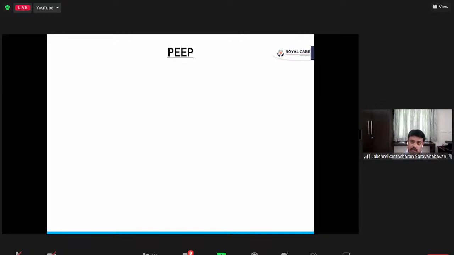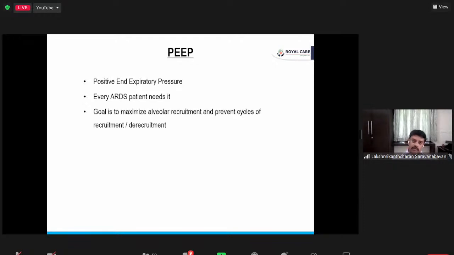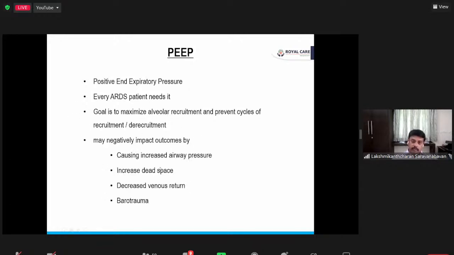Every time the alveoli completely collapse, it is very difficult for us to open up the alveoli and keep them open. So what we do is we generate a positive end-expiratory pressure. Every patient who is on a ventilator needs a PEEP, and moreover every patient who has ARDS needs it. Definitely it is important. The goal is to maximize the alveolar recruitment and prevent cycles of recruitment and de-recruitment. Every time it completely collapses and opens up, it causes more and more atelectrauma and biotrauma. It can increase the inflammatory cascade. So that has to be prevented with the usage of PEEP.